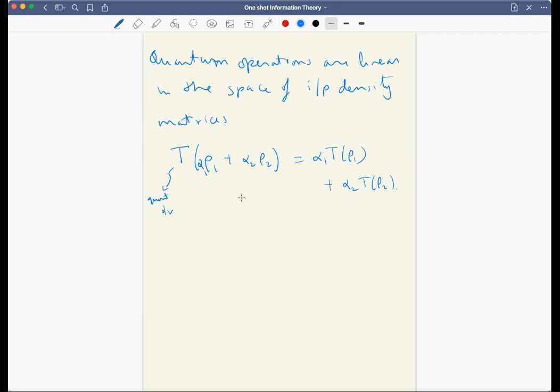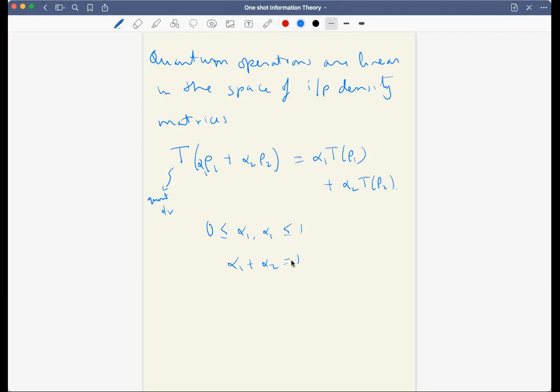Now, alpha 1 rho 1 plus alpha 2 rho 2 should also be a density matrix. So this only happens for a convex combination, when alpha 1 and alpha 2 are between 0 and 1 and the sum is 1. Now you can check that it is also a density matrix. It's obviously Hermitian. It's also positive semi-definite because I'm adding two positive semi-definite matrices. We checked that before. And it has trace 1 because alpha 1 plus alpha 2 is 1.